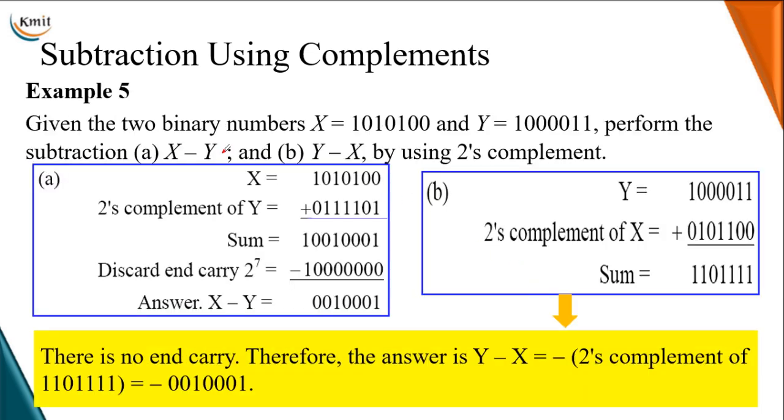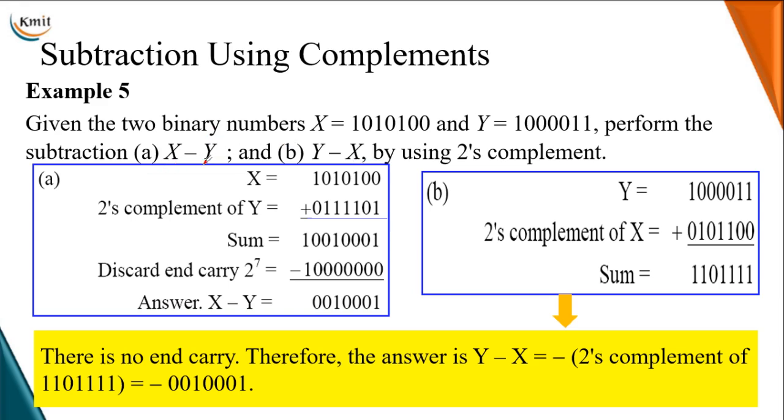In the binary number system, you could follow the 2's complement method of subtraction or the 1's complement method of subtraction. In this example 5, we prefer the 2's complement method of subtraction. Using 2's complement, we have to calculate the 2's complement of the subtrahend, the negative number, and that is added to the positive number. They have given the first as x minus y and the second with the numbers reversed as y minus x.